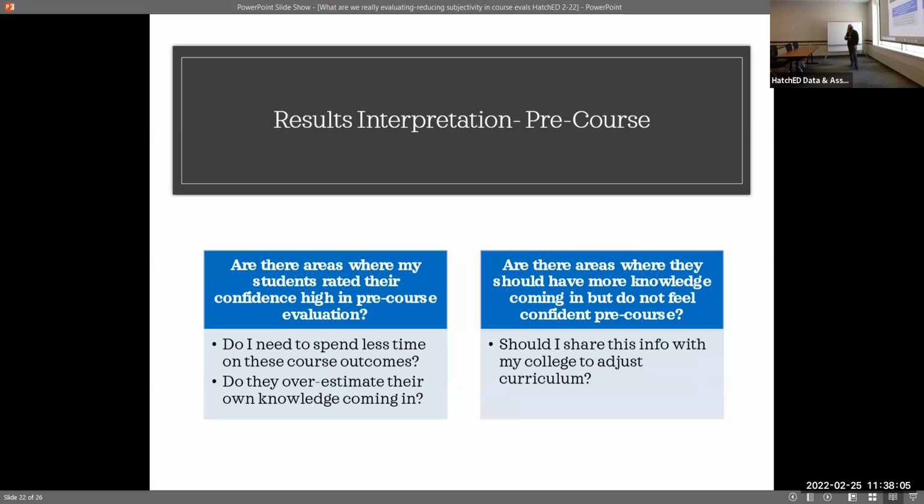Are there areas where they should have more knowledge coming in, but they don't? So I'm in a step-by-step curriculum. So if there's an area where I expect them to have good knowledge coming in and they're all giving themselves a 1, then I can look from a curriculum standpoint and say, maybe we're not hitting this as much as we should in courses prior to this one. And I can bring that knowledge to my colleagues and we can work together on trying to build up that particular area of curricular deficiency.